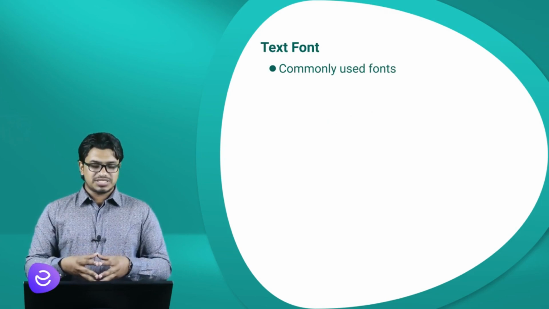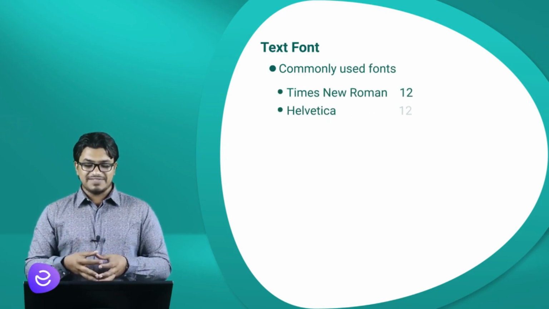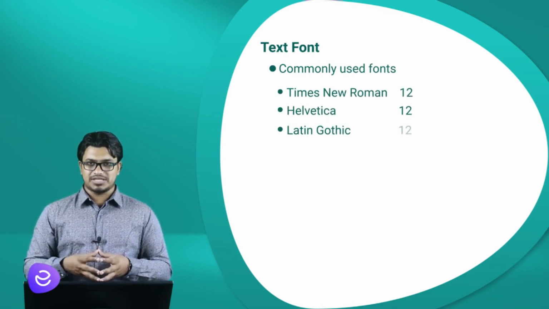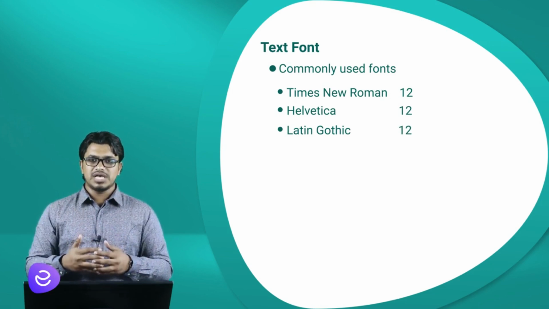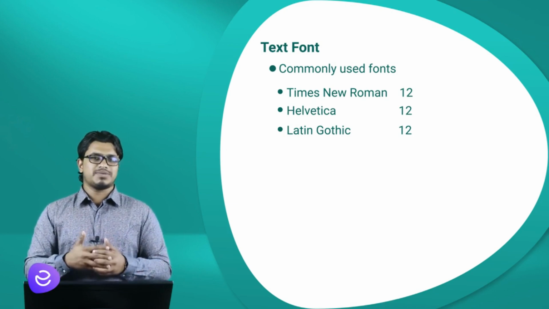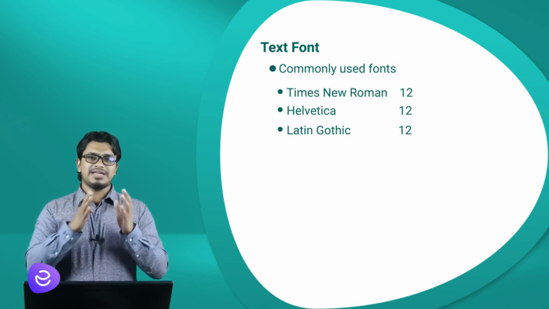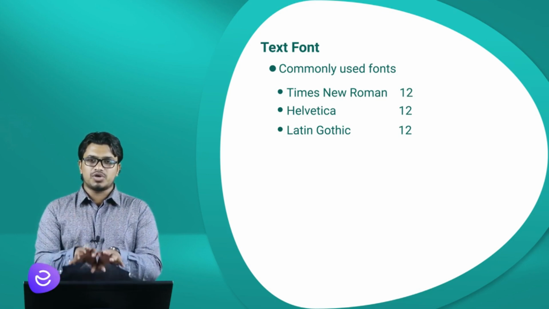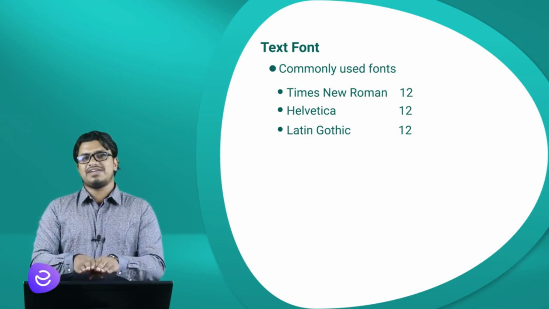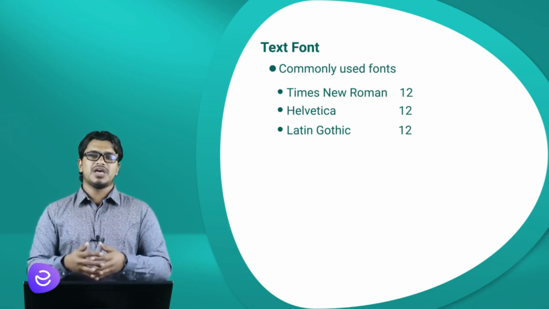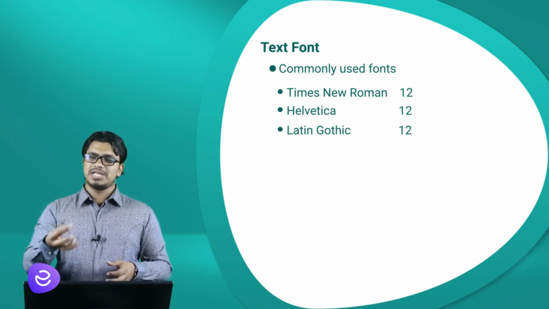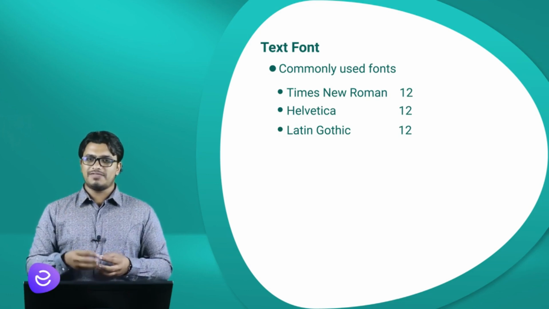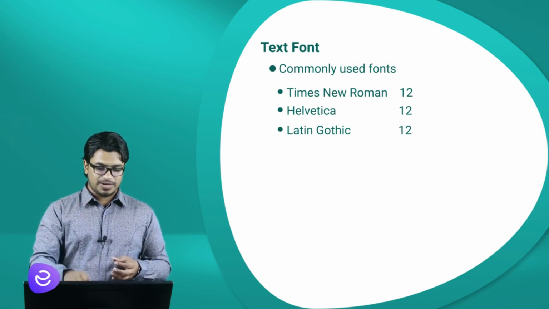The commonly used is Times New Roman, we have Helvetica and Latin Gothic. So these are three font styles that we use, but among these also the most acceptable one is Times New Roman and 12 size. So within the text that we type inside our research or inside our thesis, we use the style known as Times New Roman, and we use the size of 12 size, 12 regular.